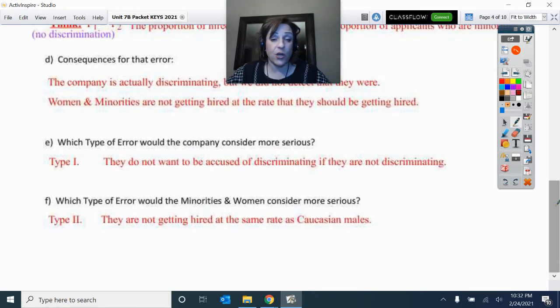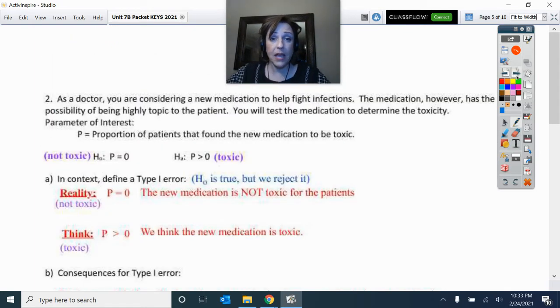So, which type of error would the company consider more serious? Well, I would imagine type 1, because they certainly do not want to be accused of discriminating when they are actually not discriminating. Now, which type of error would the minorities and women consider to be more serious? I think that would be a type 2, because they are not getting hired. The minorities and women are not getting hired at the same rate as the Caucasian males, and we weren't able to detect that.